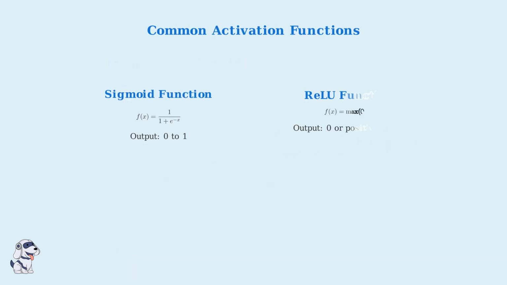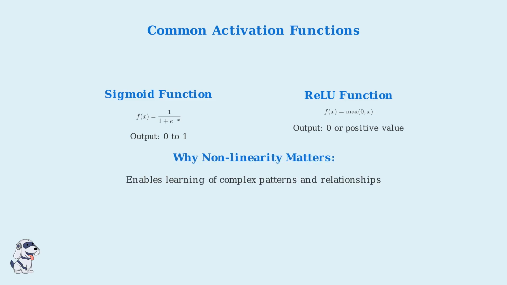The sigmoid function squashes any input value between 0 and 1, making it useful for probability outputs. The ReLU function, short for rectified linear unit, outputs 0 for negative inputs and the input value itself for positive inputs. The key insight is that activation functions introduce nonlinearity. Without them, no matter how many neurons we stack together, the entire network would behave like a single linear function, severely limiting its learning capabilities.